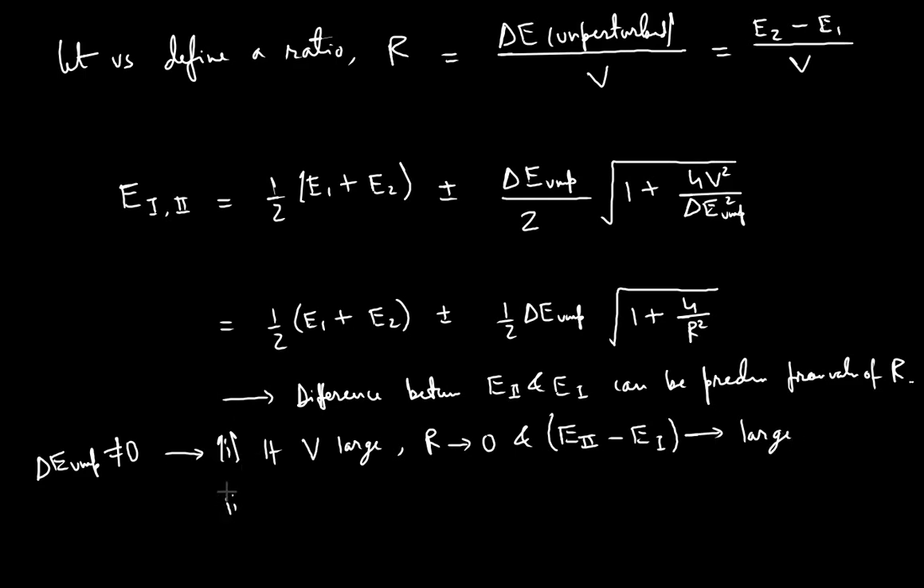Now, next case, if V is small, then basically R tends to infinity and here E2 minus E1 is small. See how easy it becomes.